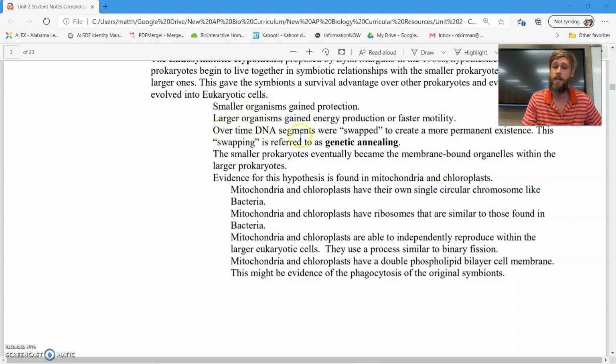Over time, DNA segments from the smaller ones and the bigger ones began to swap, creating a more permanent existence, which is called genetic annealing, taking genes from one, stitching it into genes of another, and making it a part of the system. All right, so here's an important question to ask. What is the evidence of this? What is the evidence found in mitochondria and chloroplasts today that supports this theory?